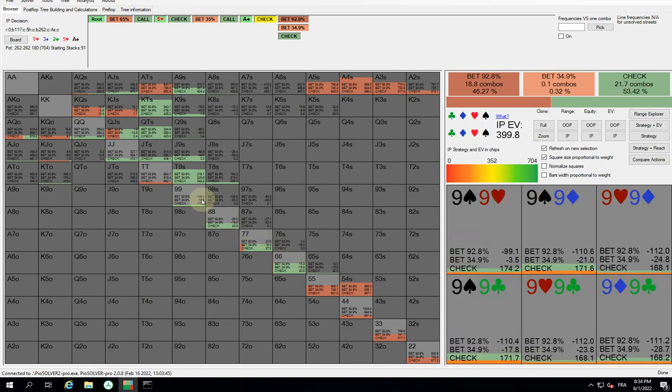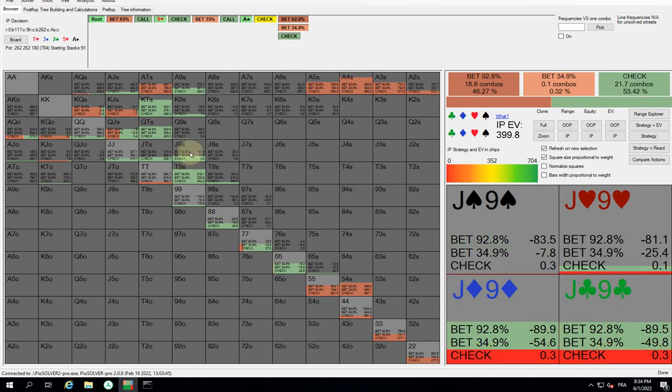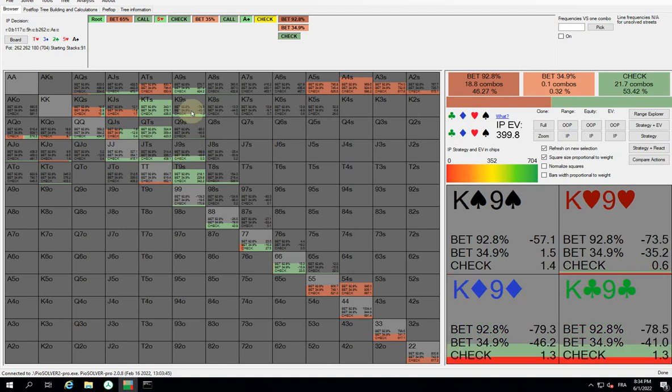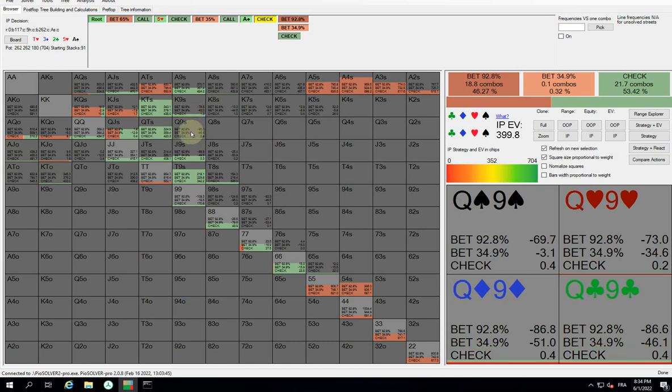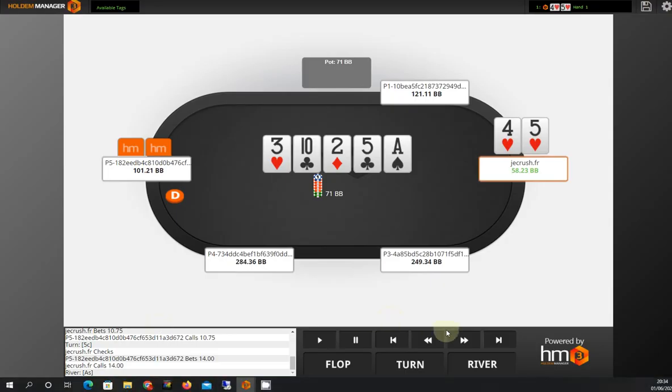And the last spot where I think they will very often overbluff is these air hands. This one, Jack 9 suited. I don't think they will check back. King 9 suited, I don't think they will check back. I think sometimes they might have more Queen 9 suited. I don't think they will check back their Queen Jack suited. I think they will overbluff these hands. So this is why in my hand I decided to check rather than bet.